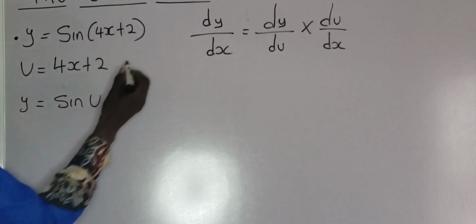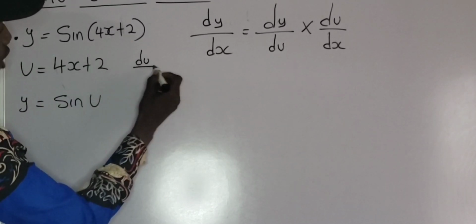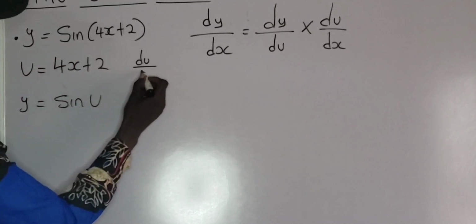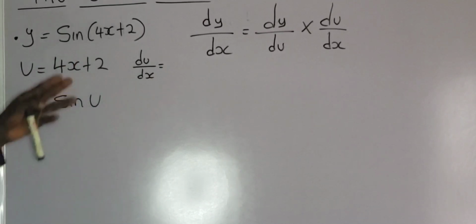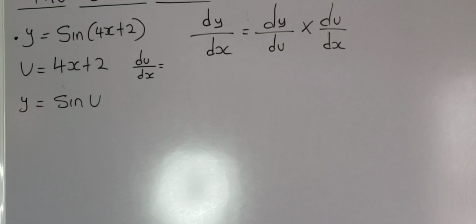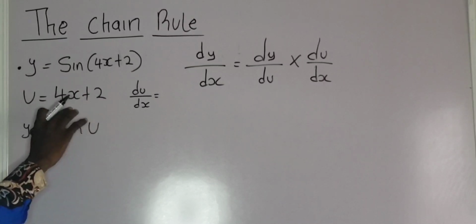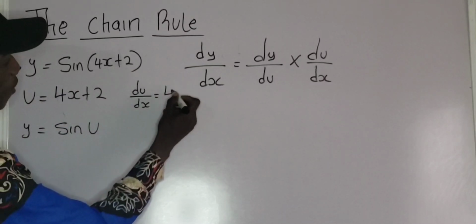So let's proceed. With respect to what is here, I have x here, so du over dx is equal to what? If you differentiate 4x plus 2 using the power rule, you're going to get 4. Probably you didn't understand how to differentiate a function using the power rule. Check the description of this video, you're going to see the links there. Okay, let us proceed. If you differentiate 4x plus 2, you're going to get 4.